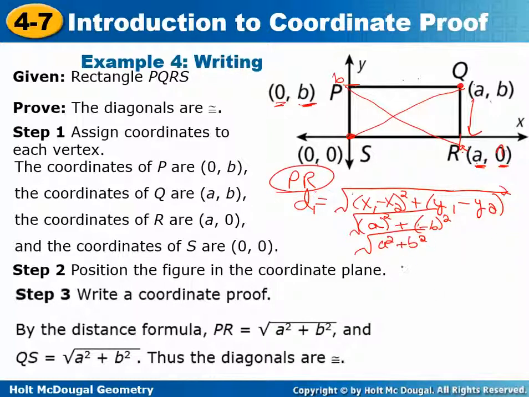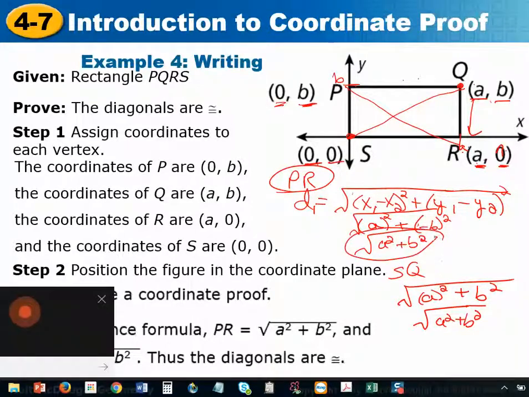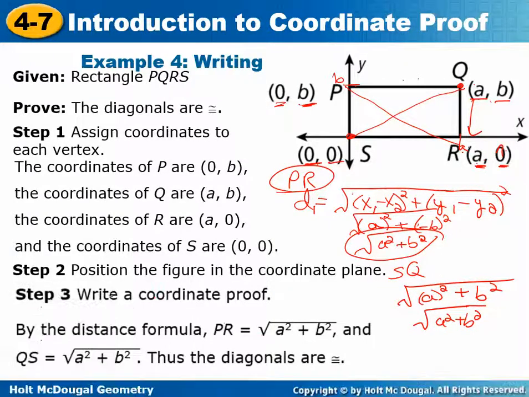Now I'm going to do it again for SQ. So a minus 0, x minus x, is a squared, plus b minus 0 is b squared. So again, I get the square root of a squared plus b squared. Now, no numbers, just variables. But this expression is the exact same as this expression. Exact same thing. So then I know that the two diagonals are congruent.